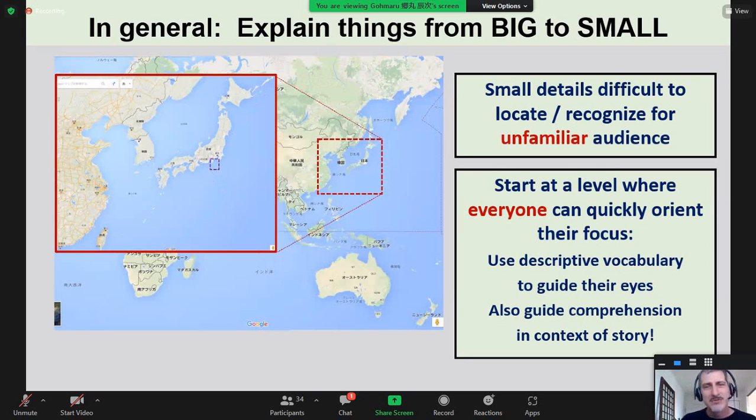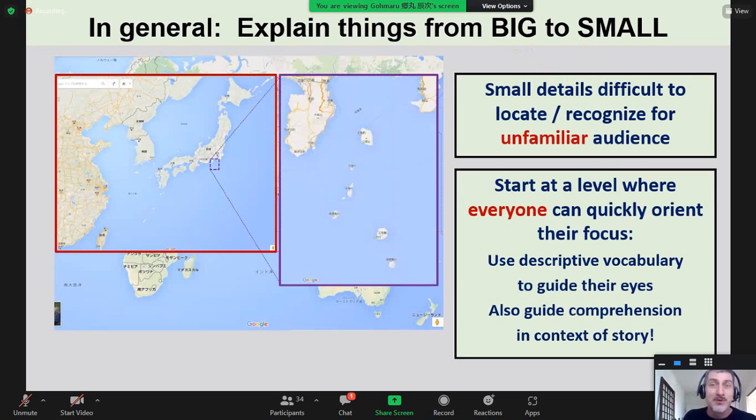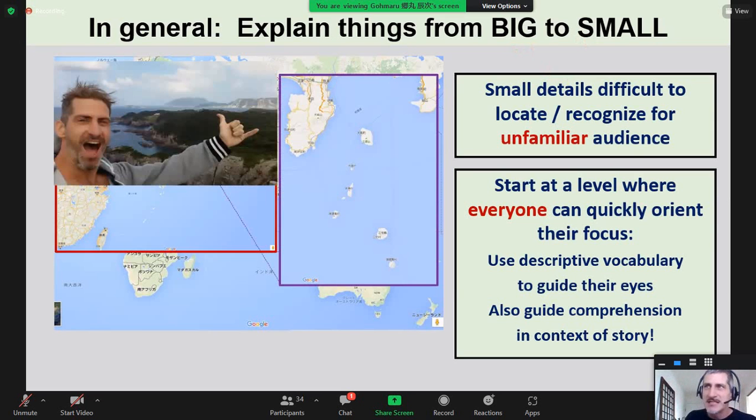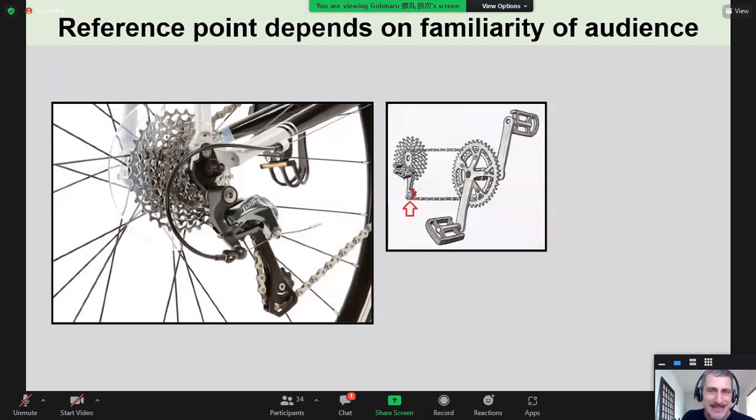So I have to think about what my audience knows, what their background is, what their familiarity is, and start at the common point that I know everyone can be comfortable with, and go from there. So it's not so much big to small. For images, it's usually big to small. But the concept is really familiarity. What is the audience familiar with?